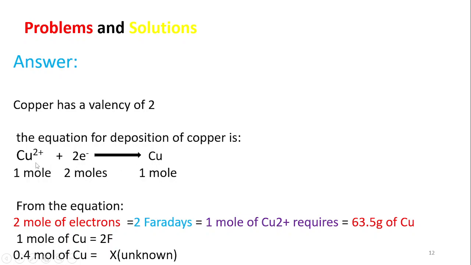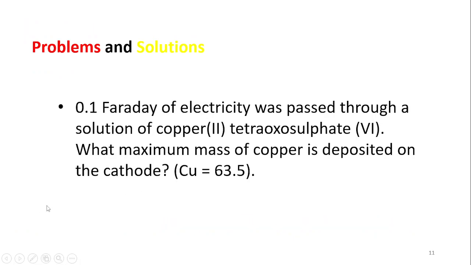So yeah, it contains 1 mole of the element here, and 2 moles of electrons. So from the question, what are we asked to solve? 0.1 Faraday of electricity was passed through a solution of copper(II) sulfate. What maximum mass of copper is deposited on the cathode? So we have to calculate the mass of copper that was deposited on the cathode.